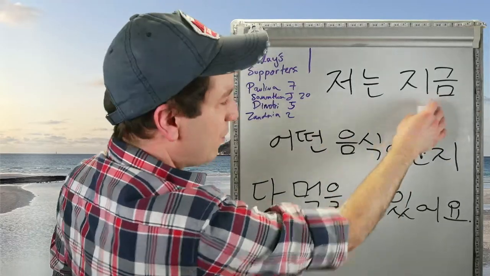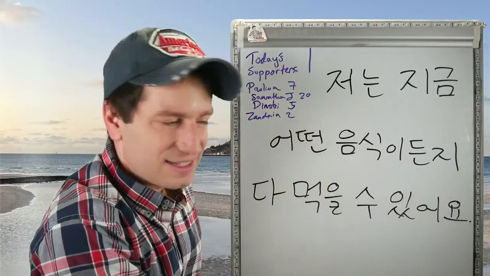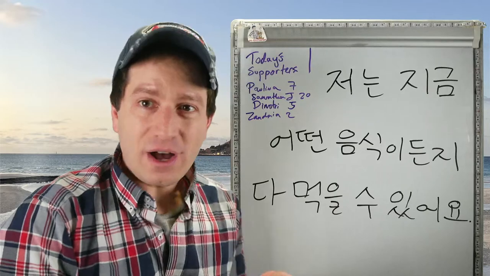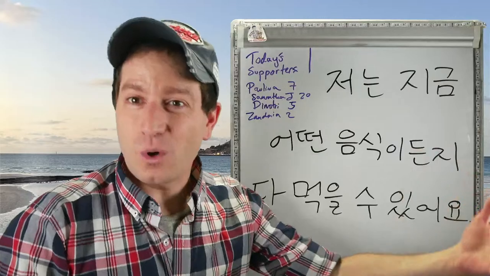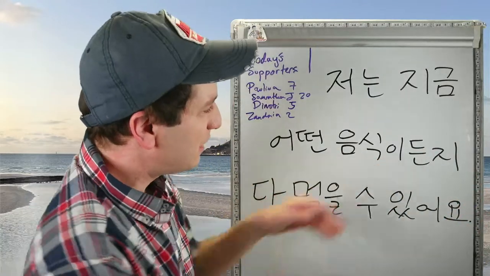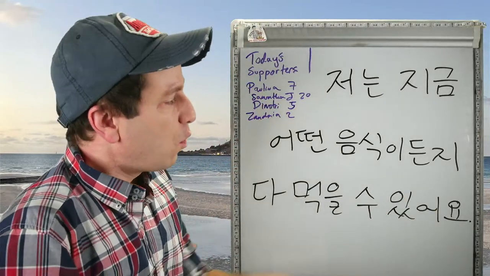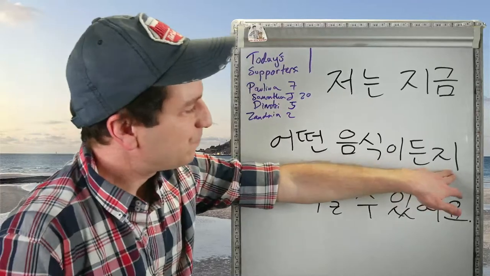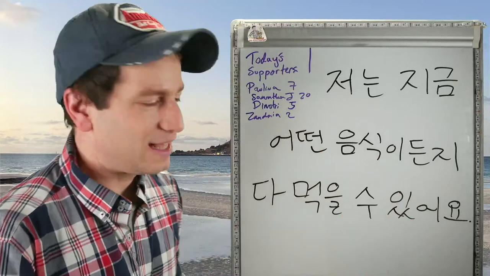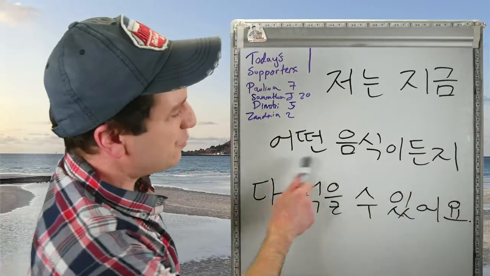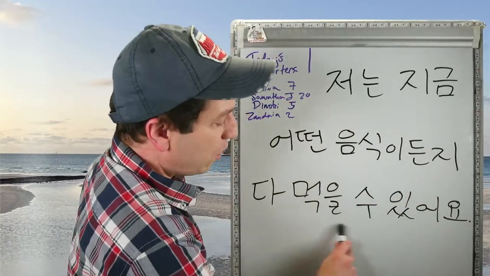So right now, 어떤 음식이든지. 어떤 is "what kind." So you might say 어떤 영화 좋아하세요? What kind of movie do you like? What kind of 음식? 어떤 음식을 좋아하세요? What kind of food do you like? So what kind of food? 이든지. No matter what kind of food, or I should say, regardless of what kind of food it is, so any kind of food is how you might translate that. Regardless of what kind of food it is, 이다, all of it, 먹다, to eat.